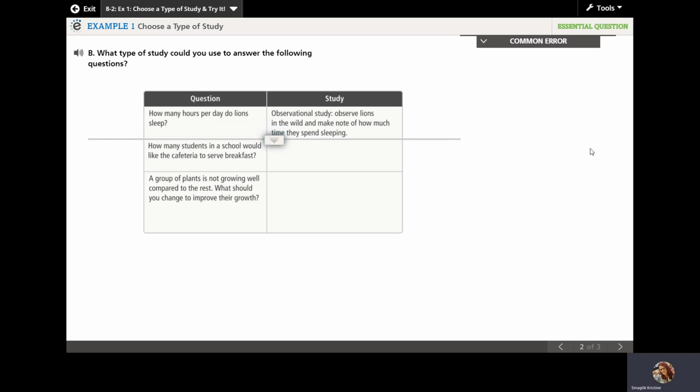How many students in a school would like the cafeteria to serve breakfast? Well, here's one where you would need to ask them a question. So you would ask students the same question: would you like the cafeteria to serve breakfast? And you do that to a sample of your population. So this would be a sample survey.